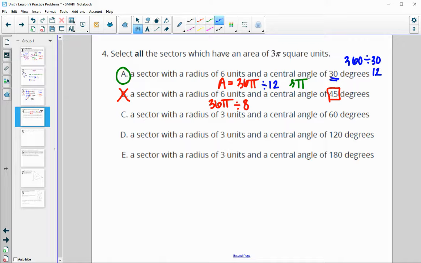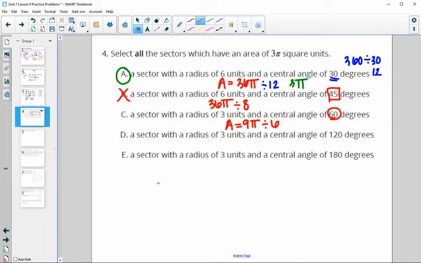A sector with a radius of 3 units. Okay, so the radius is 3 units. That means the total area of the circle would be 9 pi. And then we have a 60-degree sector. So 60 goes into 360 6 times. So we could divide this by 6.